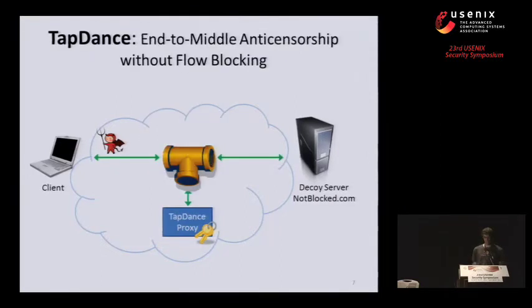So with TapDance, we asked the question, can we build an end-to-middle anti-censorship proxy without an inline flow blocking device? Specifically, TapDance is going to work with just a passive tap, so it can only see a copy of packets from the client to the server, and it also has the ability to inject packets into the network as if they were spoofed from the decoy server to the client. But it can't redirect flows, and it can't block specific packets or flows or do anything that the previous designs required.